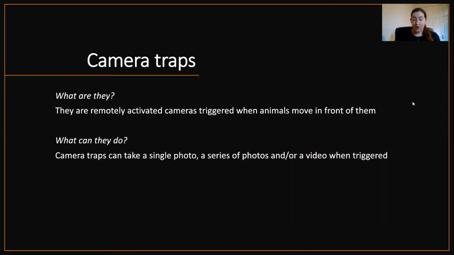So camera traps, not everyone might know what they are, so just a brief explanation. They are remotely activated cameras that are triggered when an animal moves in front of them. This works because they sense surface area temperatures. So animals tend to have a different surface temperature to the background, so maybe a rock or a tree. So when an animal moves in front of the camera, it detects this difference and is triggered. Once it is triggered, it can either take a photo, a series of photos in a quick-fire burst, or a video, or some models can take photos and then a video in a sequence.